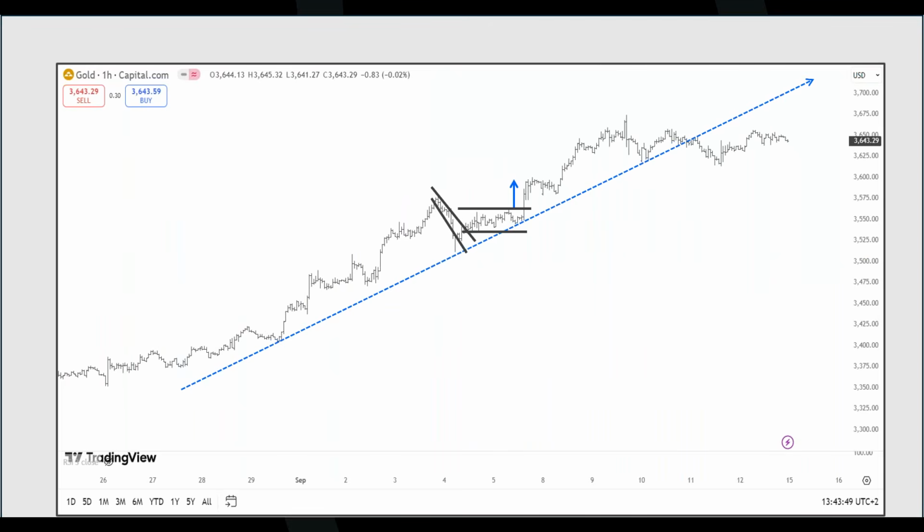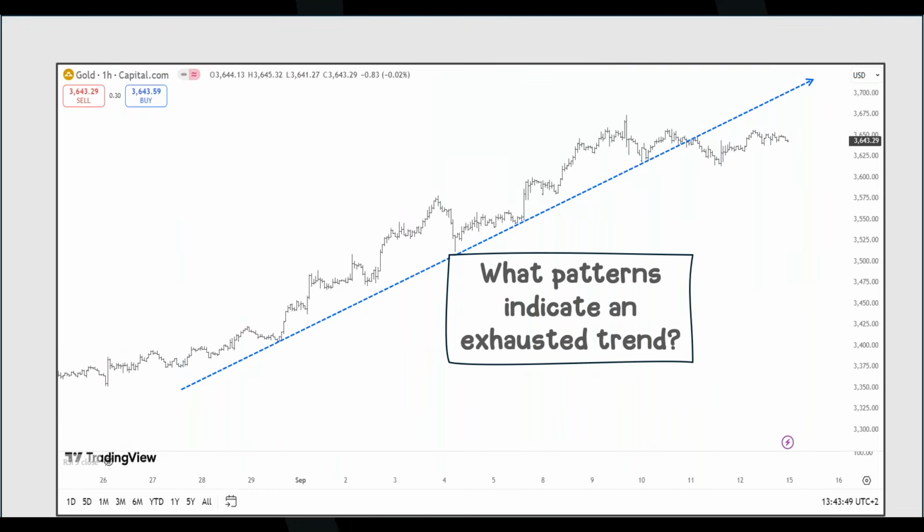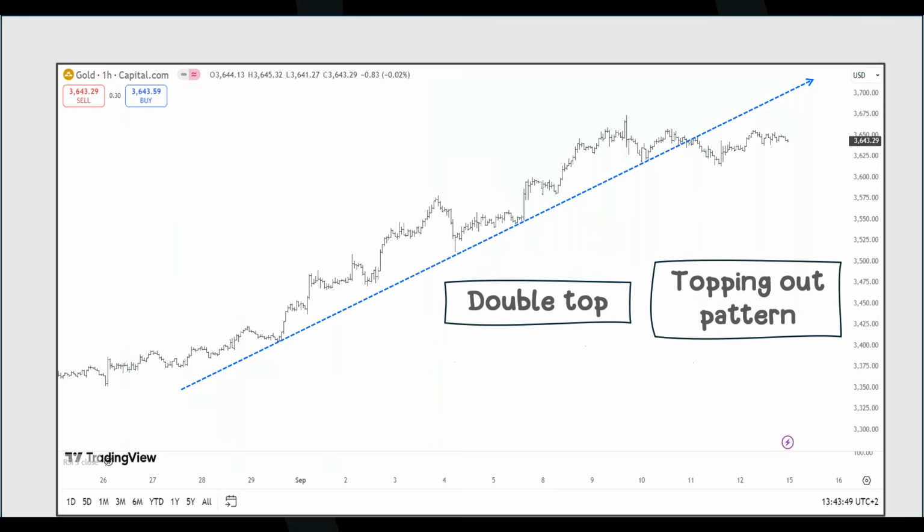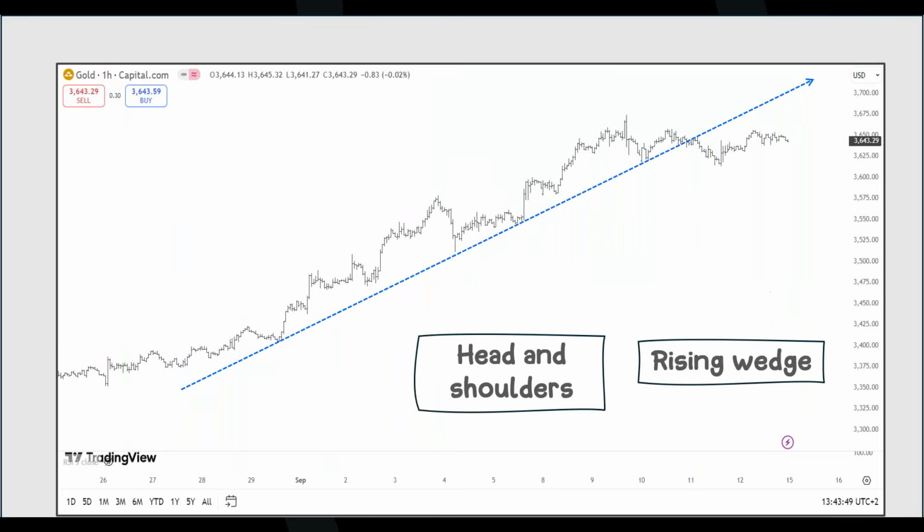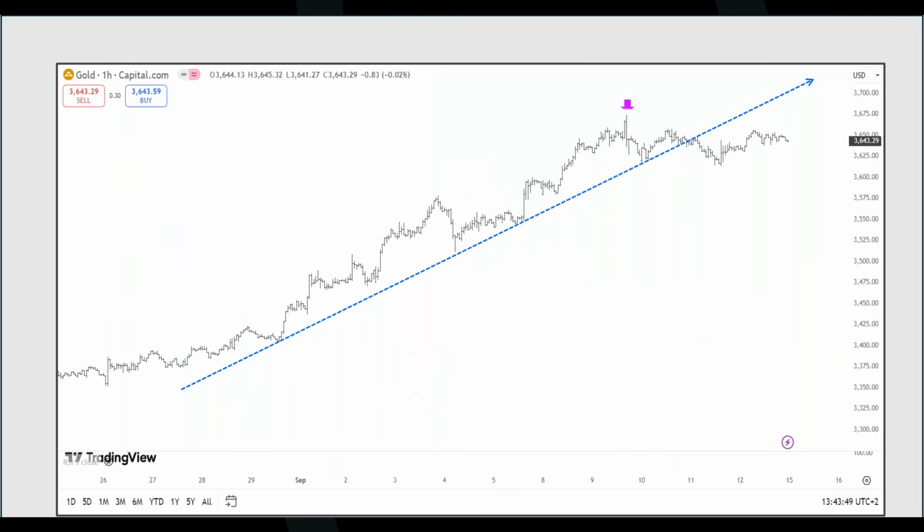The uptrend is starting to chill with the trend line too much now. It's supposed to bounce and go upwards. Now it's like having tea with the trend line. What's happening? There could be a change in sentiment. If that's the case, once it's sitting with the trend line, you then start asking yourself, what pattern indicates an exhausted trend? And that would be your double top or your topping out pattern. It would be your head and shoulders or your rising wedge.